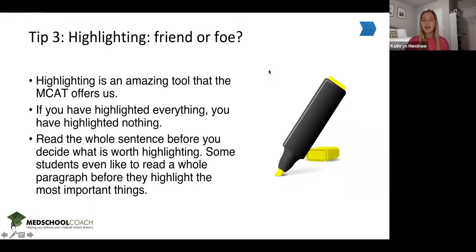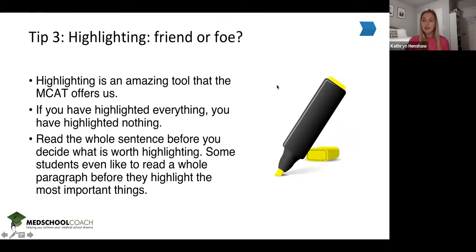Okay, and then highlighting, friend or foe. So students love the highlighting tool, and that's great, but when you start out, I like to say if you've highlighted everything, you have effectively highlighted nothing, because everything on your page will be highlighted. And that doesn't really help you find the information you need to answer questions.